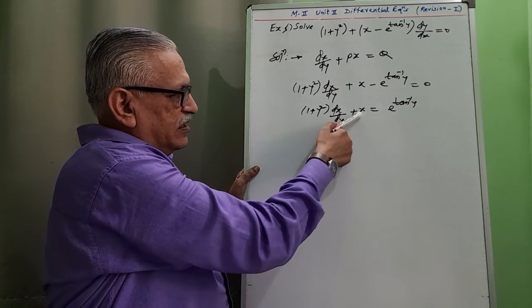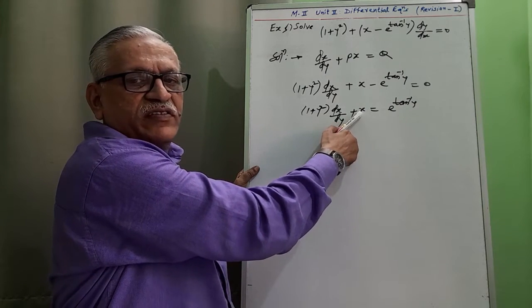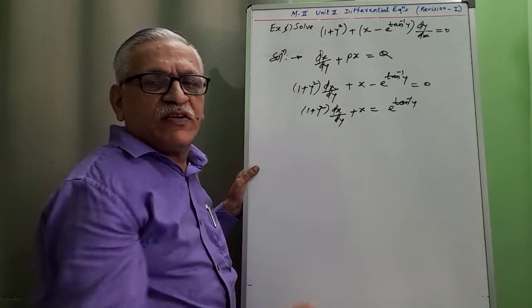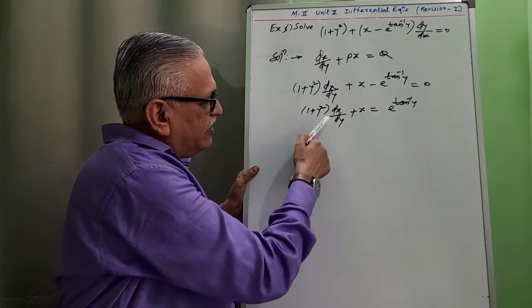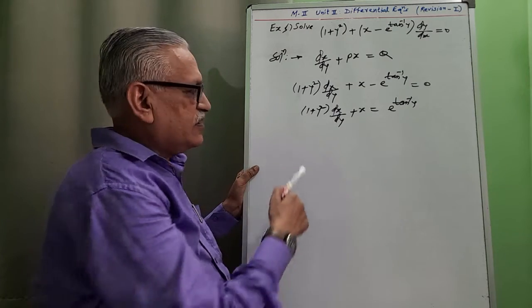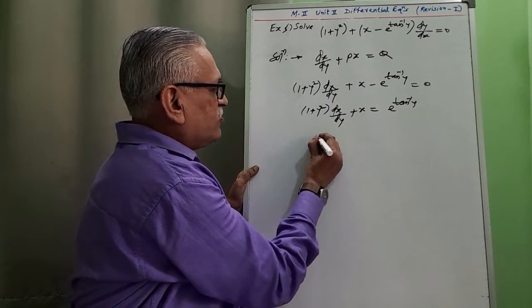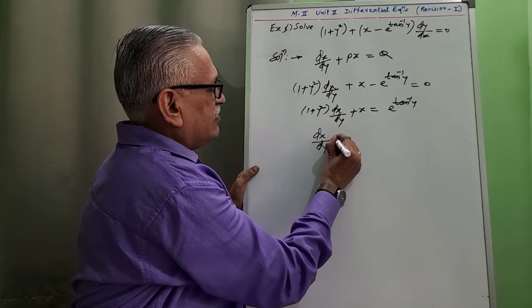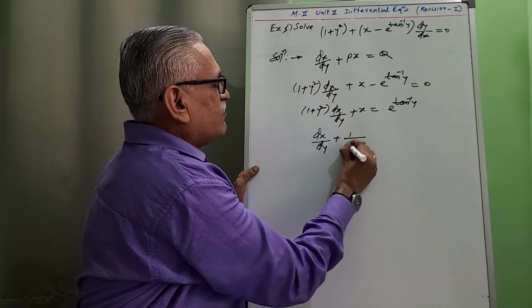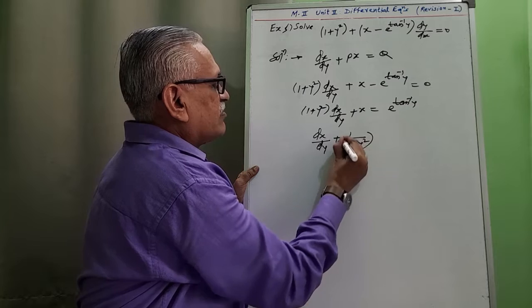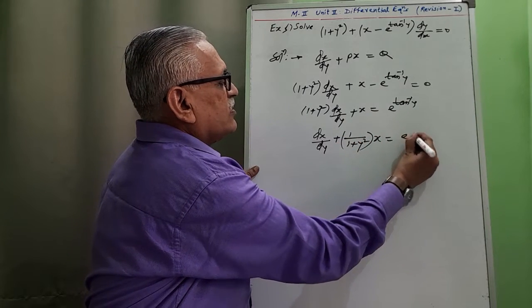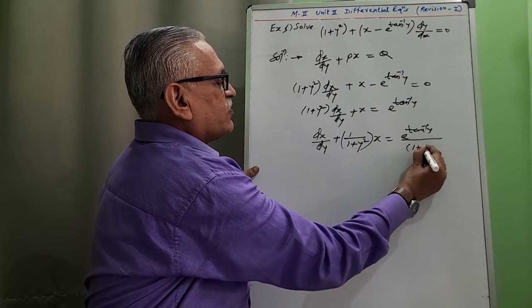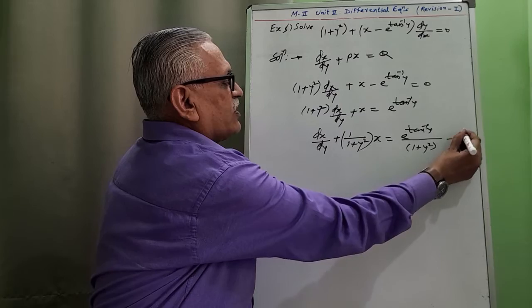Then x is dependent, the degree of that x is 1, the degree of its differential coefficient is also 1, and they are not multiplied together, meaning it is linear. Only we have to make the coefficient 1. For that, dividing by 1 plus y square throughout, we get the next step: dx by dy plus 1 upon 1 plus y square into x is equal to e raised to tan inverse of y whole divided by 1 plus y square. We call this equation 1.